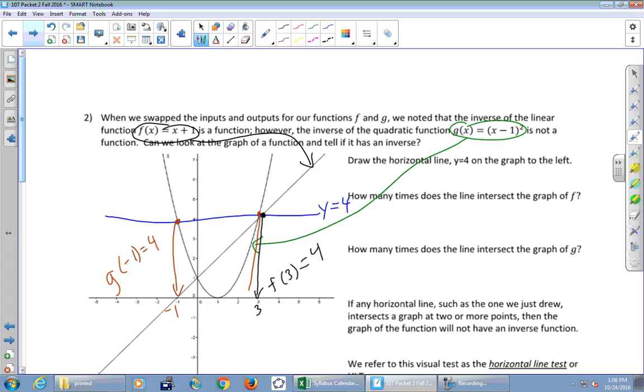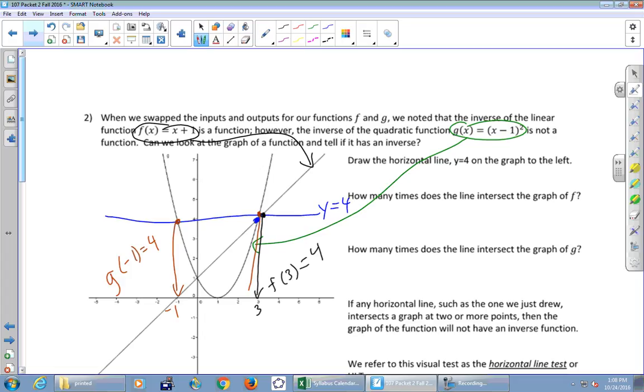Is it 3? 3. Wait a second here. There's some funny business. I feel like they should both be hitting at 3. 3 minus 1, that's 4. 3 plus 1 is 4. Maybe my blue line is flawed. I actually think the blue line is supposed to hit there. I think all 3 of them intersected that one spot.